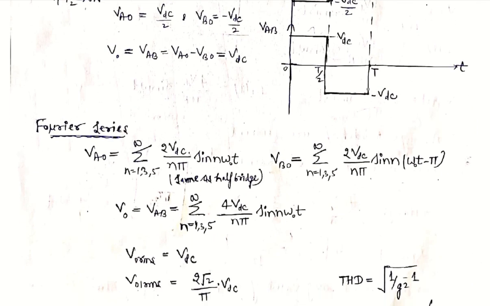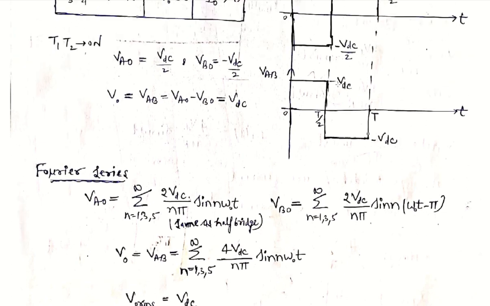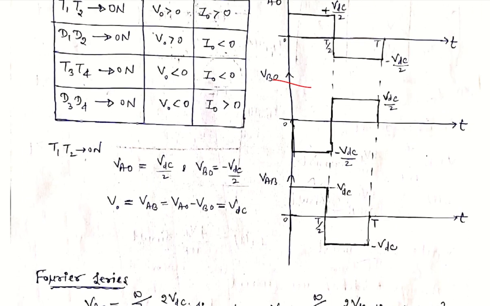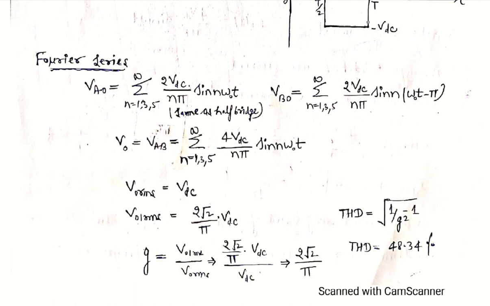But in case of line voltage, which is the output voltage, what is the Fourier series? It is just doubled, because the output voltage is plus VDC and minus VDC. So it is VDC, which is just double of this VDC by 2. So in the Fourier series, in place of 2 VDC, we will write 4 VDC divided by n pi sine n omega naught t. And now we calculate the RMS value of this output voltage.